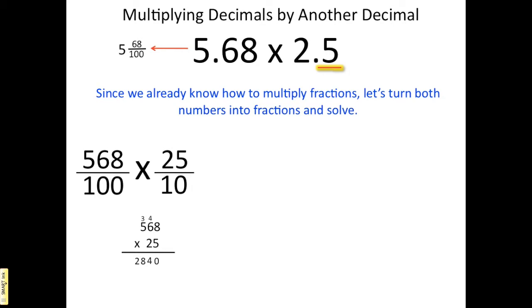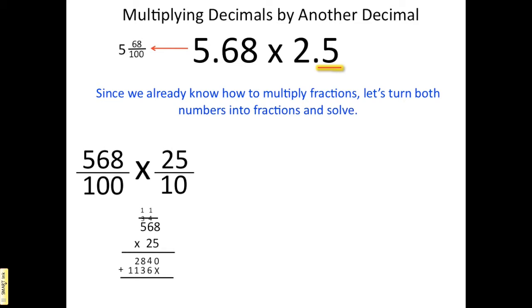When I go down to my next line, I'm going to be multiplying 2 tens times 568. So I'm going to cross out the 3 and the 4 because I've already added them into my product. I'm going to put a placeholder, and then I'm going to multiply 2 times 8, which is 16, carry the 1. 6 times 2 is 12, plus 1 is 13, I'll carry the 1. 5 times 2 is 10, plus 1 is 11.